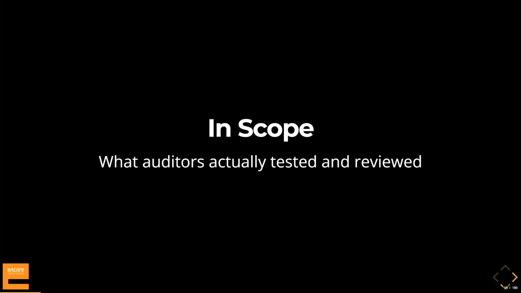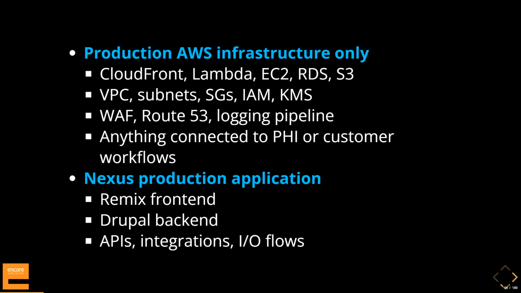What was actually in scope versus out of scope was pretty important. Our in scope was our production infrastructure only. Anything that had production code on it that was running production data with production customers. So our CloudFront, our Lambdas, our servers, our VPCs, the subnets, the security groups, the application firewalls, anything that connected PHI to the customer was in scope.